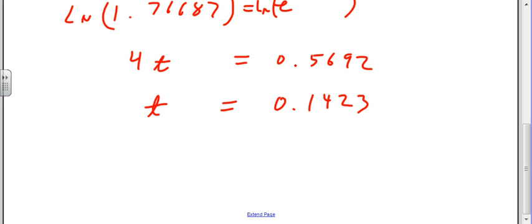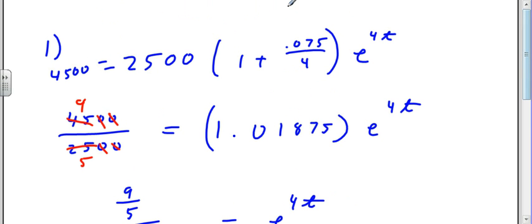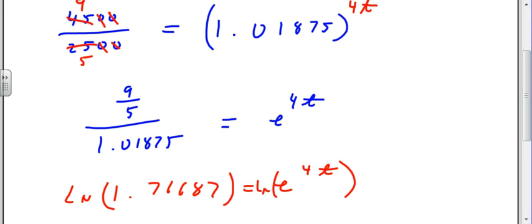So I got a money problem. A is principal times 1 plus rate over 4. Oh, gee. Okay. Where is Ben when we need him anyway? This is raised to the 4t, not e to the 4t. Okay, so raised to the 4t.